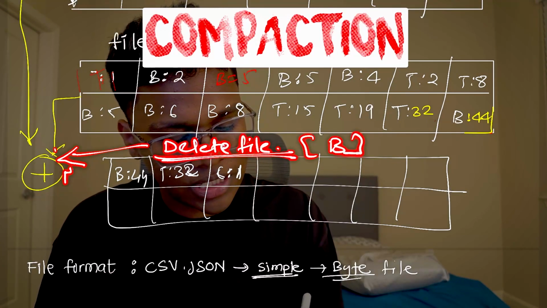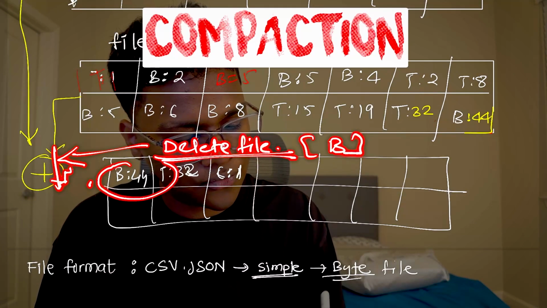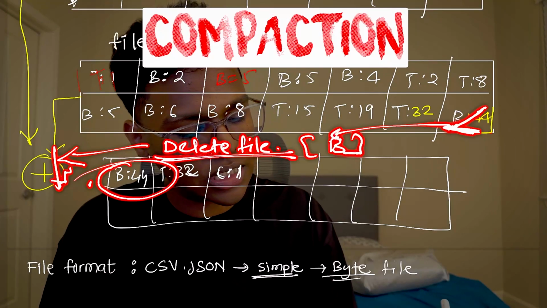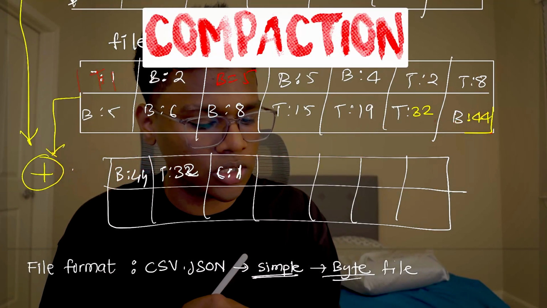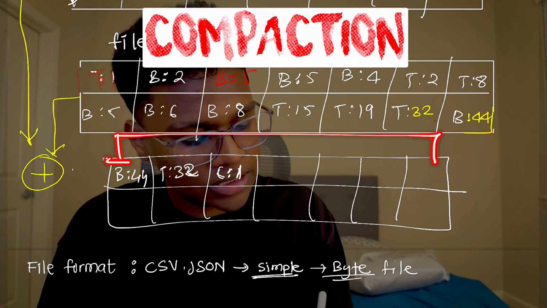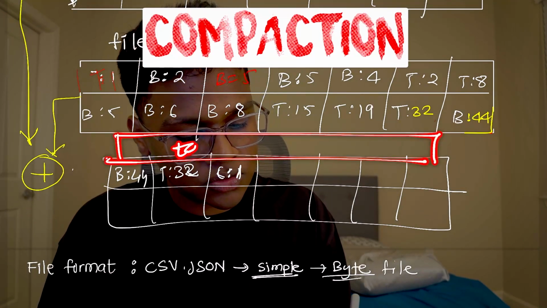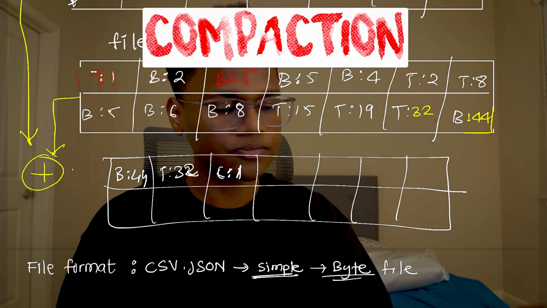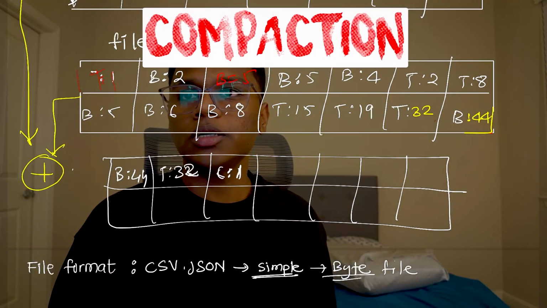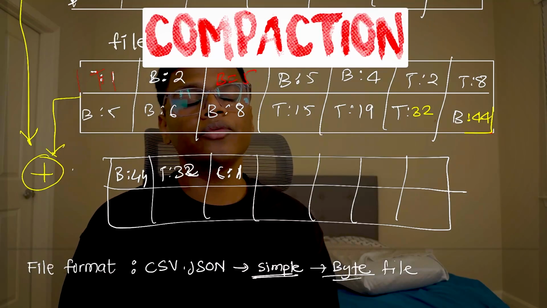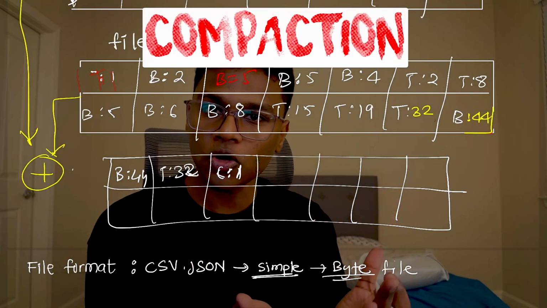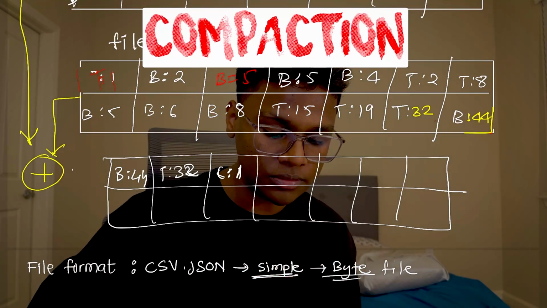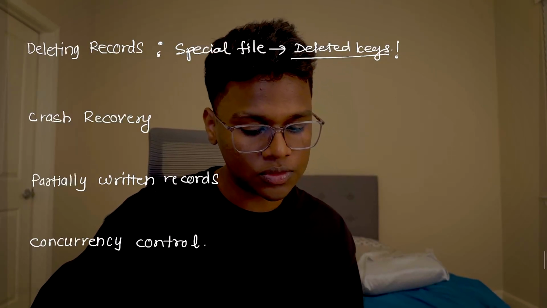While merging it, it will check if the latest key B is present in the deleted file or not. If it is present, then it will discard this value. So whatever this deleted file was, that is known as tombstones. Whenever we are appending a special deletion record to a data file, that is a tombstone basically.